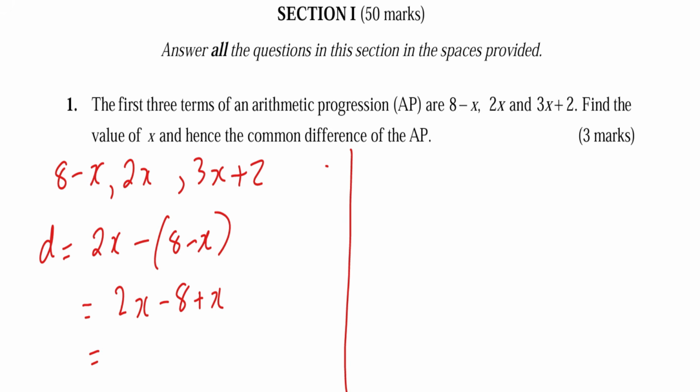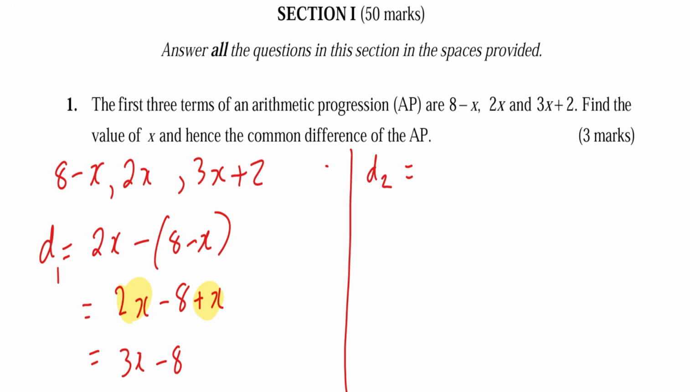So collect like terms, 2x and x. If you add them up, gives you 3x. So 3x minus 8. So that's one way of finding d. The other way of finding d, which is like saying d2, is either you take this third minus the second. Ile ya kwanza umechukua ile second term minus the first term.